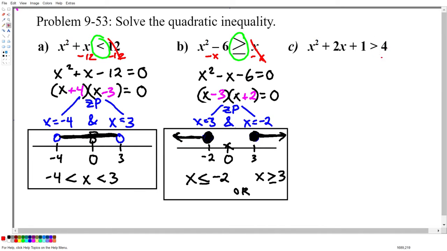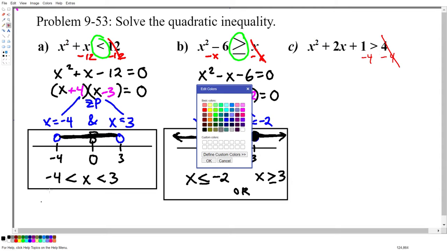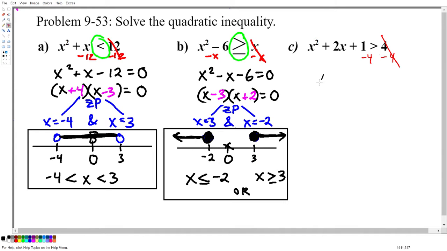Step 1. Set it equal to 0, so let's do the minus 4. Okay, 1 minus 4 will be negative 3. Let's just put equals 0. Our next step is to factor. So let us go ahead and factor this.